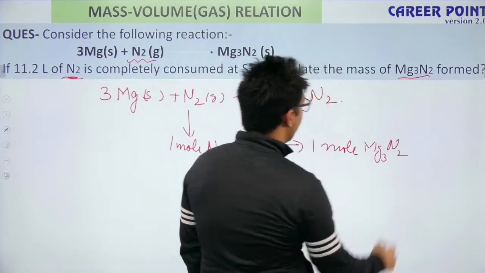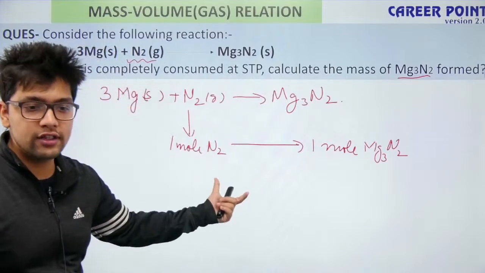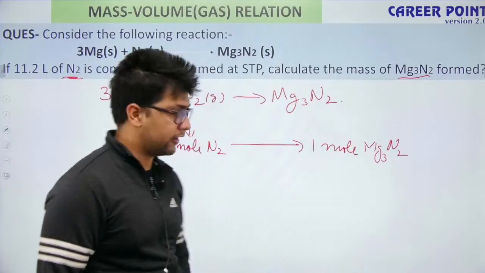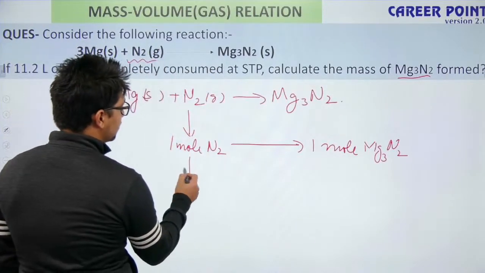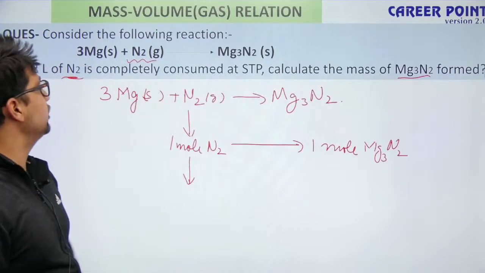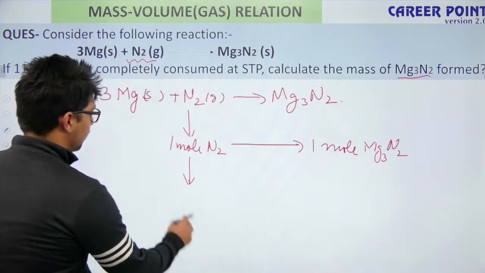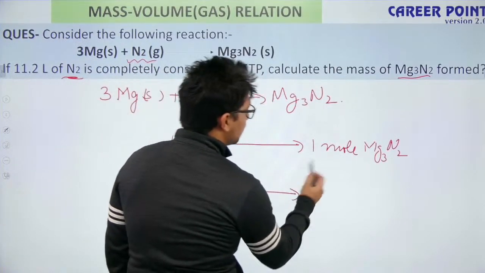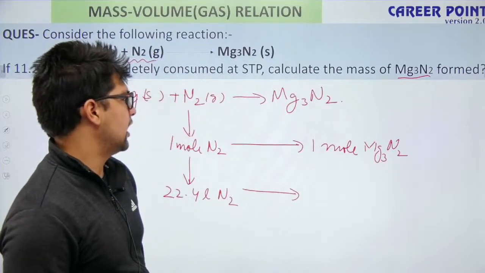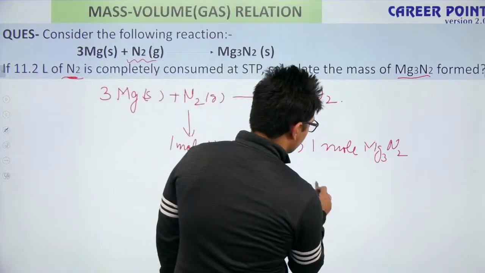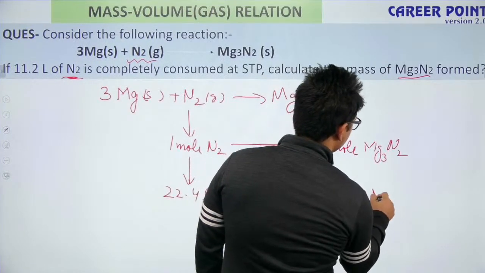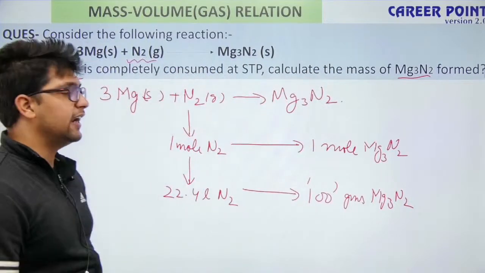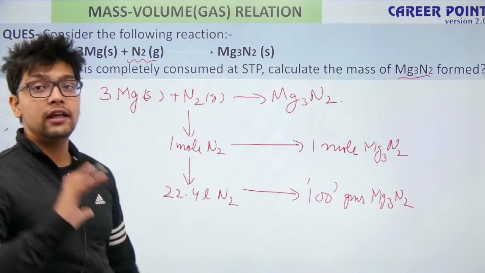But I have to deal with the volume of nitrogen, and I have to deal with the mass of magnesium nitride. So what is the volume of nitrogen? 1 mole of gas always occupies 22.4 liters at STP. So it goes with, what is the mass of this compound? I think it comes out as 100 grams. So it goes with 100 grams of magnesium nitride, that is, this is the molar mass of magnesium nitride. So this is the data which we can infer from the balanced chemical equation.